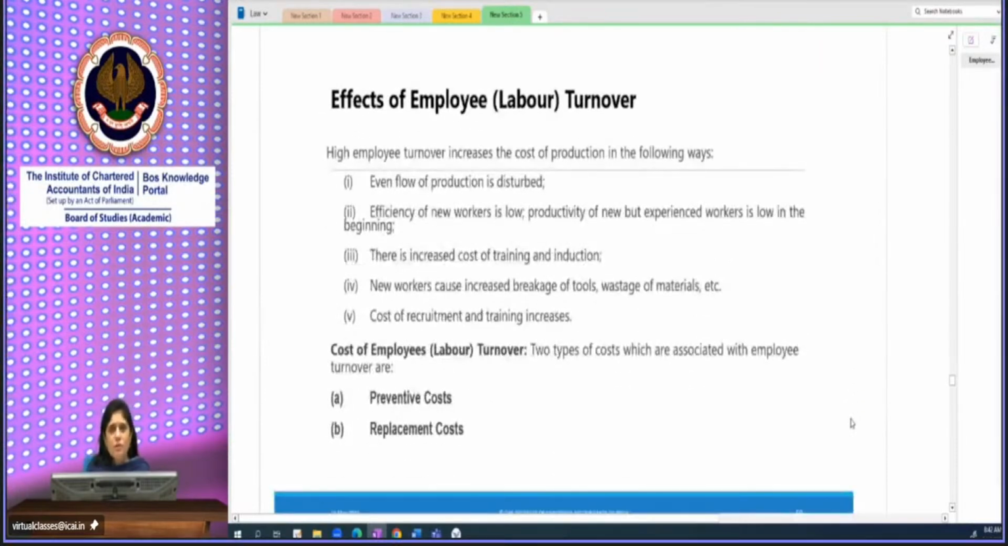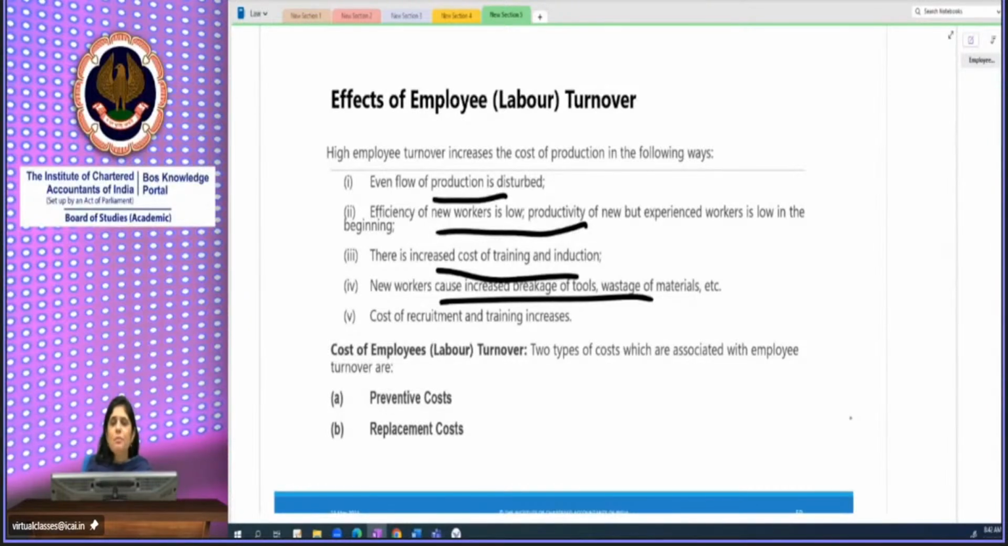So effects of labor turnover, I told you there are many. Whenever any employee leaves the organization, there is a cost to the organization. So the production flow is disturbed. New workers' efficiency will be low initially. They cannot give their best in the initial days when they join. They need to understand the system also. There's increased cost of training and induction. The new employees joining you have to give them training first. New workers cause increased breakage of tools. They don't know how to work, so there will be more loss or damage to the property also.